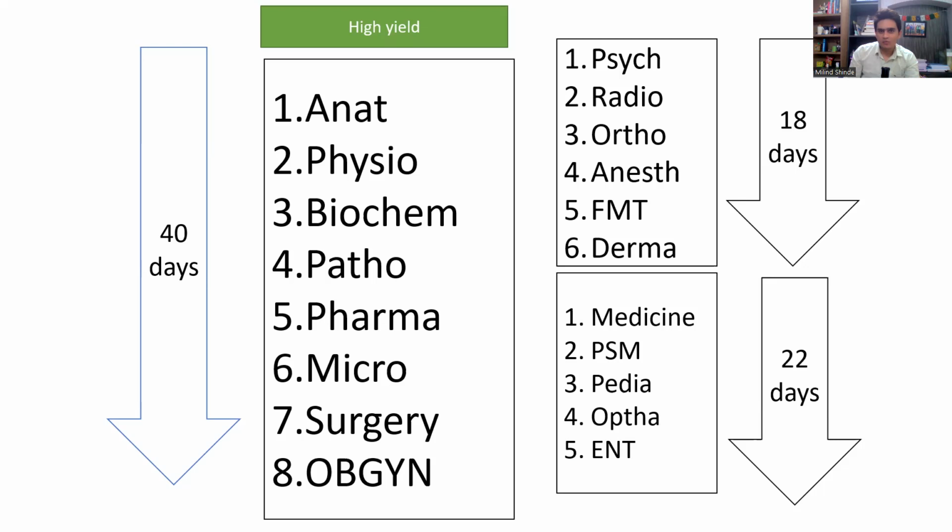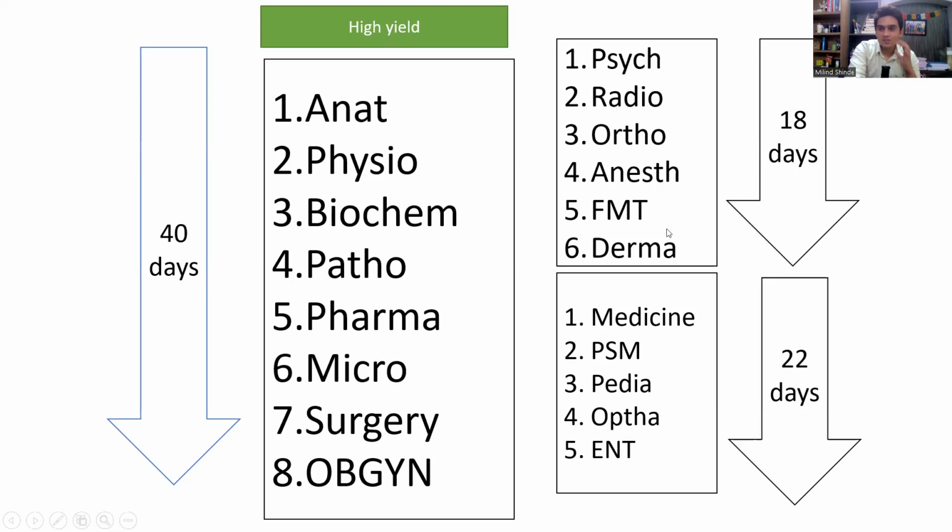First we are going to finish our high yield subjects. As I said, your high yield subjects are going to form the core of your preparation. These 8 subjects are anatomy, physio, biochem, patho, pharma, micro, surgery, obs-gynae. So these are going to be the core, and we have to give them the maximum days. In 40 days, we will give 5 days each for these big, high yield subjects.